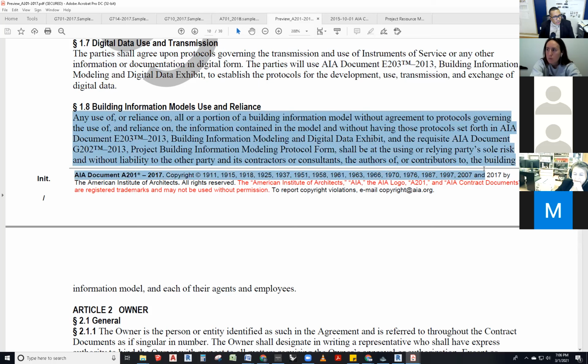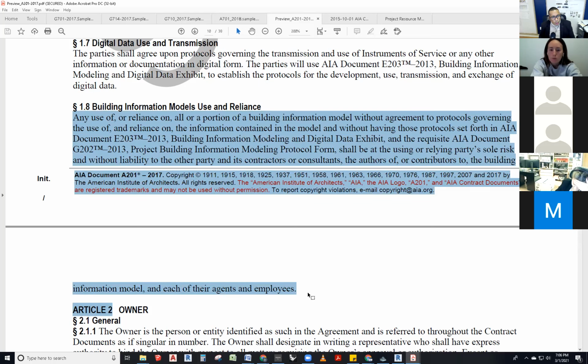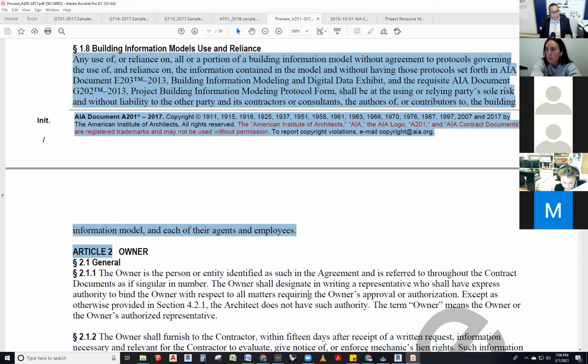So, in any use of or reliance on all or a portion of a building information model without agreement to protocols governing the use of and reliance on the information contained in the model, and without having those protocols set forth in AIA document E203 2015, building information modeling and digital data exhibit, the requisite AIA document G202, which is another one, project building information modeling protocol form, shall be at the using and relying parties' sole risk and without liability to the other party and its contractors or consultants, the authors of or contributors to the building information model, and each of their agents and employees.